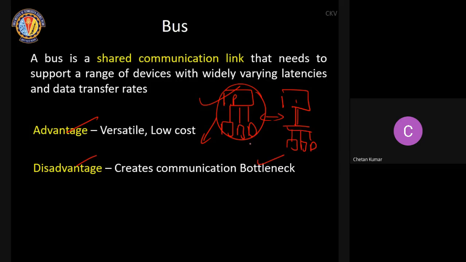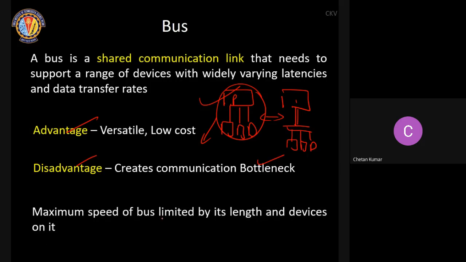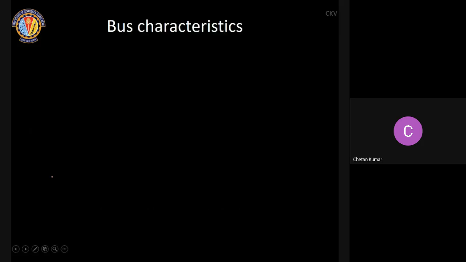So that way it will create some kind of communication bottleneck. Okay. So the maximum speed of the particular bus is limited by the length of the connection, and also the different devices that are on it.